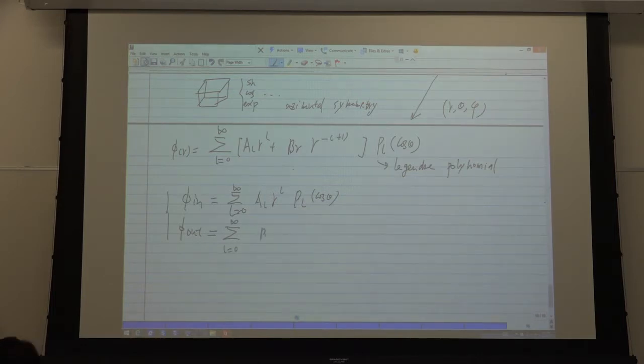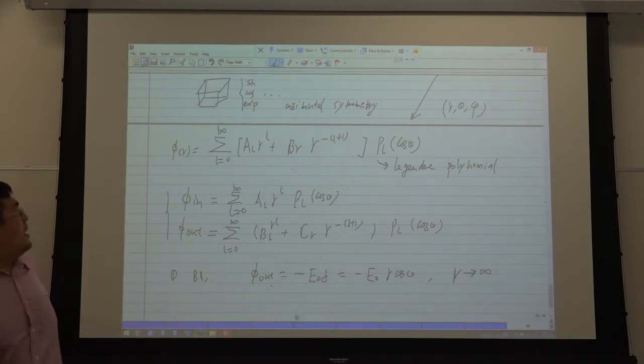Okay. B_L r^L plus C_L r^-(L+1). Just copy P_L. First thing, how to determine the B_L? Because we know phi_out equals minus E_0 z, equal to minus E_0 r cosine theta, when r goes to infinity.